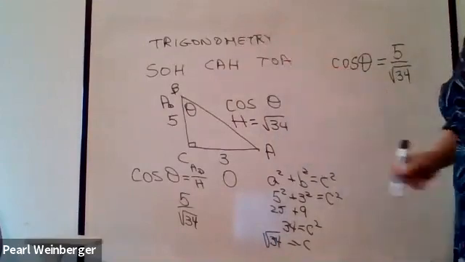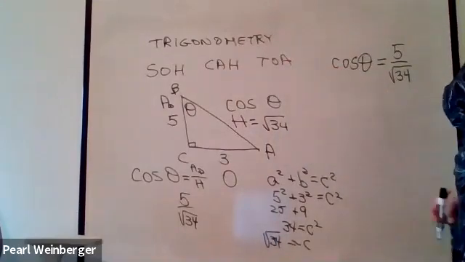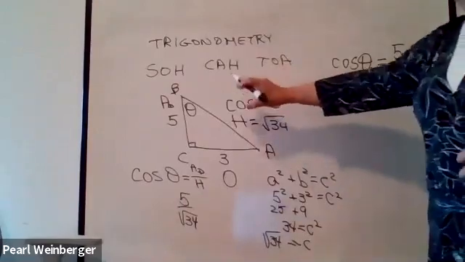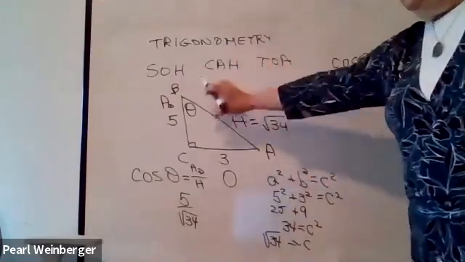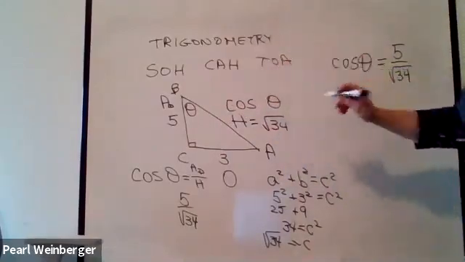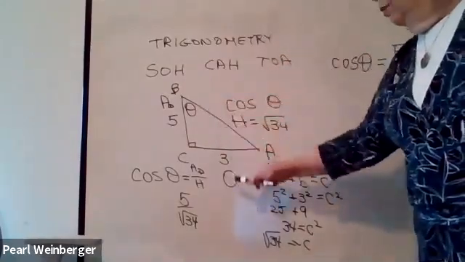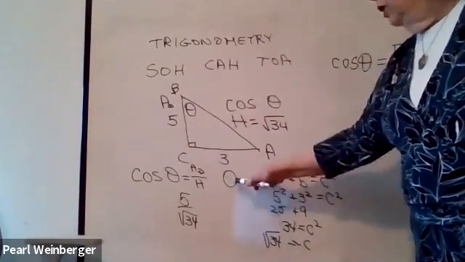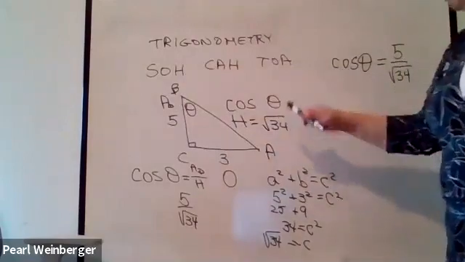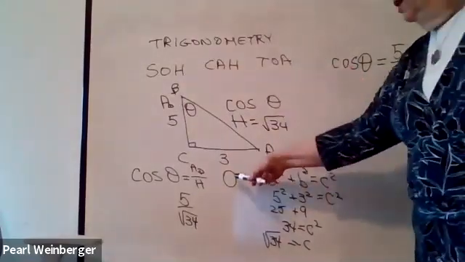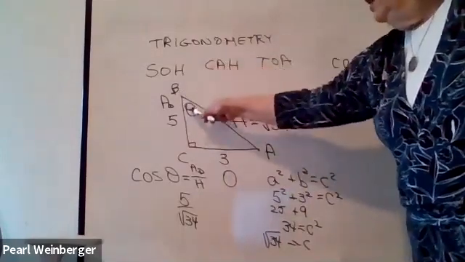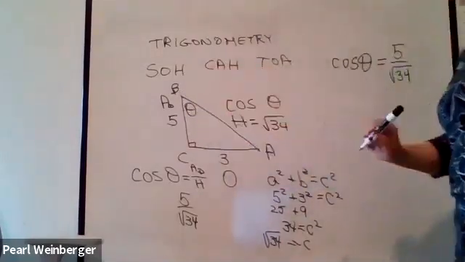I can find out any one of these, the sine, the cosine, or the tangent, as long as I know what my three sides are, and I'm very careful about looking at my angle and properly labeling which is the opposite, which is the adjacent, and which is the hypotenuse. Remember, this was now the opposite side because the theta was over here and not over here.